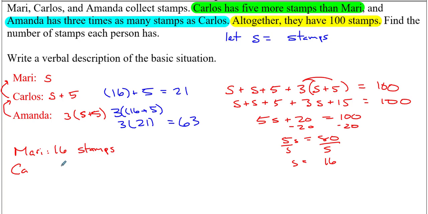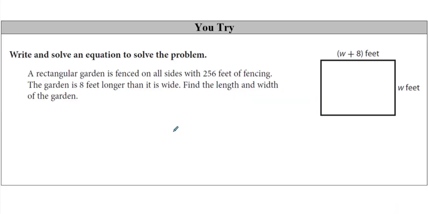Remember, we will always want to label what our solutions mean. So Carlos has 21 stamps and Amanda has 63 stamps. And together, if we add these up, it's going to look like our 100 stamps. All right, I want you guys to try the next one on your own. Remember, pause the video, come back, and see if you got the same thing I did.